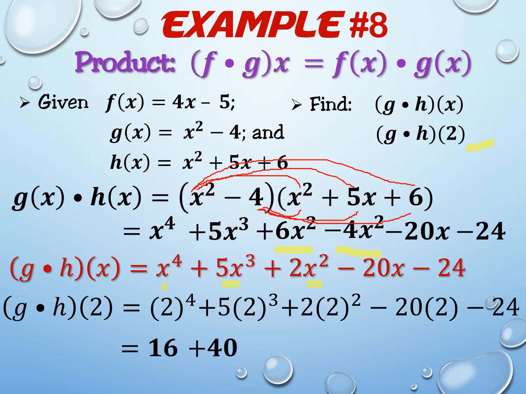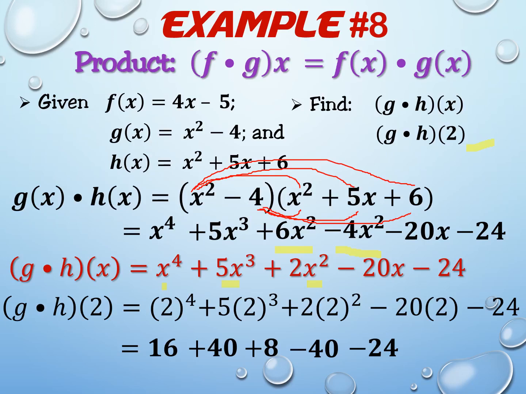Okay, good. And then here, you simplify the exponent first again. So 2 squared. Okay, that is 4 times 2. Okay, that is also 8. And then we proceed with negative 20 times 2. Okay, that is negative 40. And then we copy negative 24. Okay, the next step is to simplify this one. You can add all the positive first and all the negative.